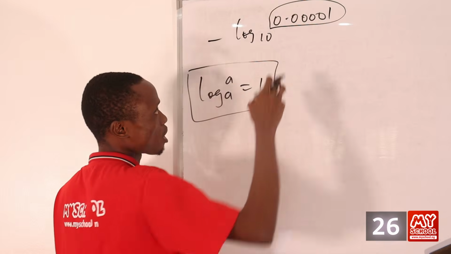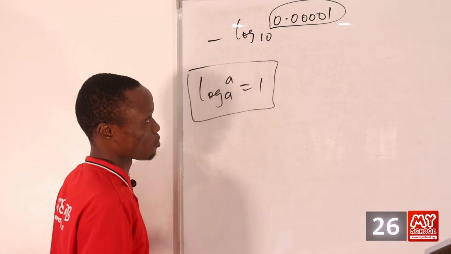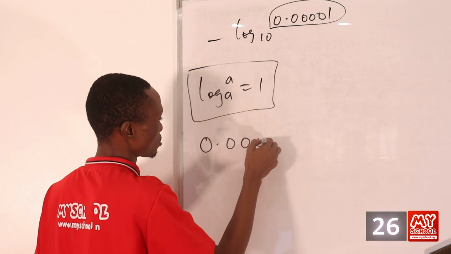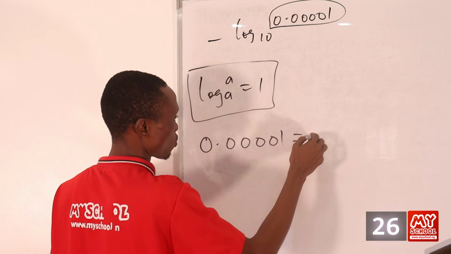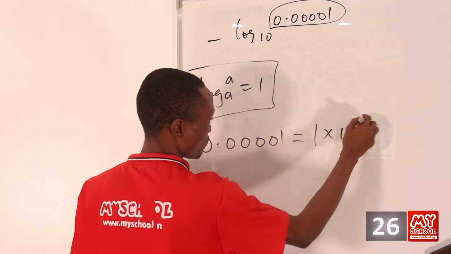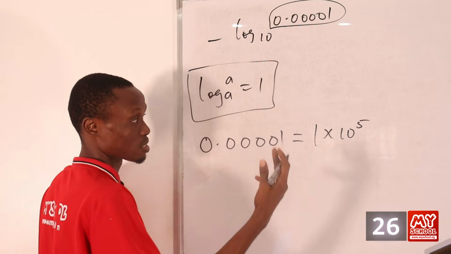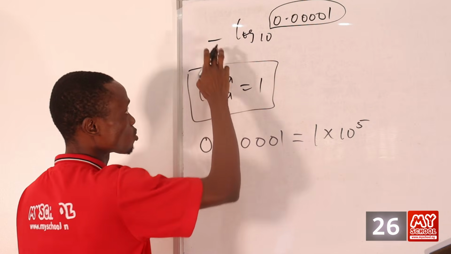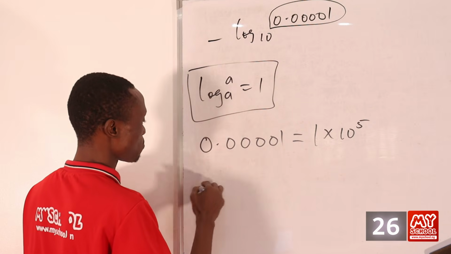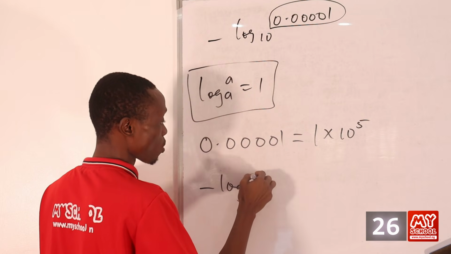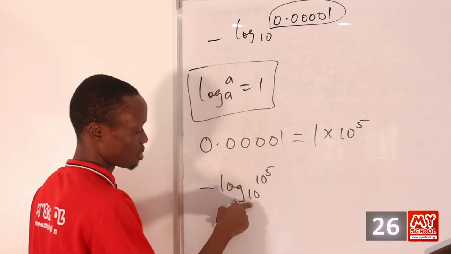So basically we have to convert this decimal number into standard form, right? So if we do that, let's write it as 0.00001, and this will be equals to 1 times 10 raised to power minus 5, right? And 1 times 10 raised to power minus 5 is still the same thing as 10 raised to power minus 5. So this number, let's rewrite it. So we'll be having minus log 10 raised to power minus 5 base 10, right?